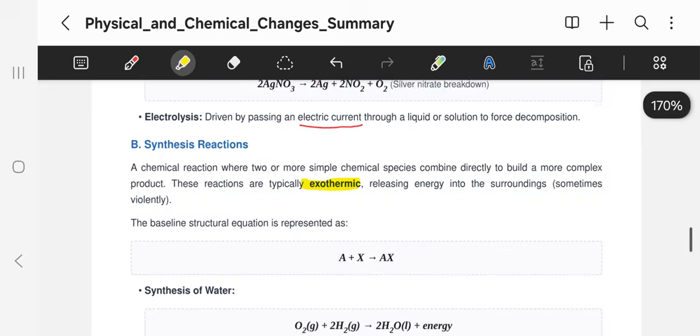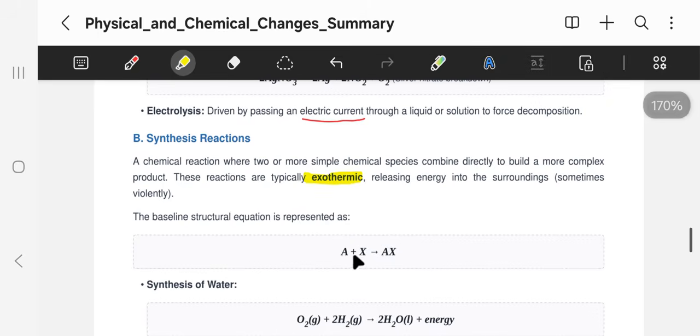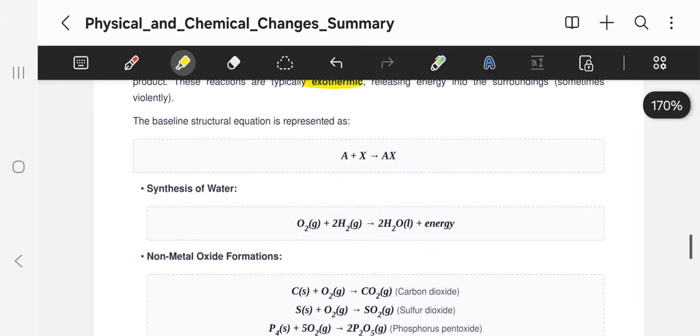Okay, now this is the example of a synthesis reaction whereby we have two reactants A plus X, and they react to form one complex product, which is AX. Do you see that? Decomposition, you have one reactant which reacts to form two products. Synthesis, you have two or more reactants which form one complex product. I hope that makes sense, guys.